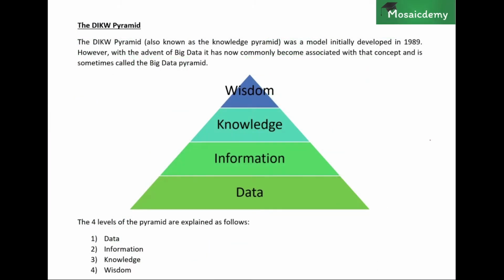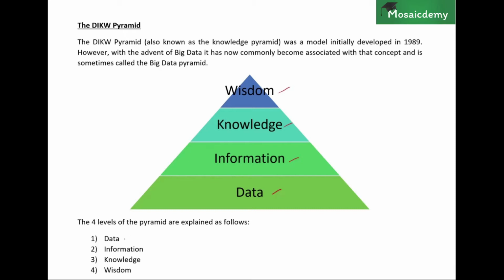The DIKW pyramid, also known as the knowledge pyramid, was a model initially developed in 1989. However, with the coming of big data, it has now commonly become associated with that concept and is sometimes called the big data pyramid. So DIKW, what does that stand for? D stands for data, I stands for information, K for knowledge, and W for wisdom. So these are the 4 levels of the pyramid, and this is how they're explained.